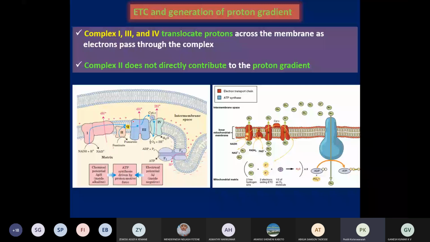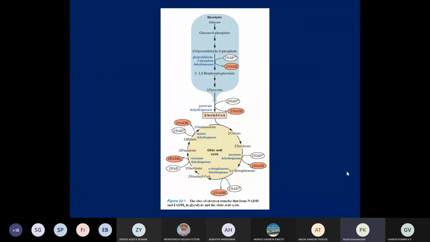Whereas complex 2 is not directly involved in expelling the protons, because the energy liberated from complex 2 during the electron transfer is not sufficient to transport the protons across the membrane. As I already said, this proton gradient is very important, because when these protons come back to the matrix from the intermembrane space, only then is ADP converted into ATP by ATP synthase. So this is the process that takes place.